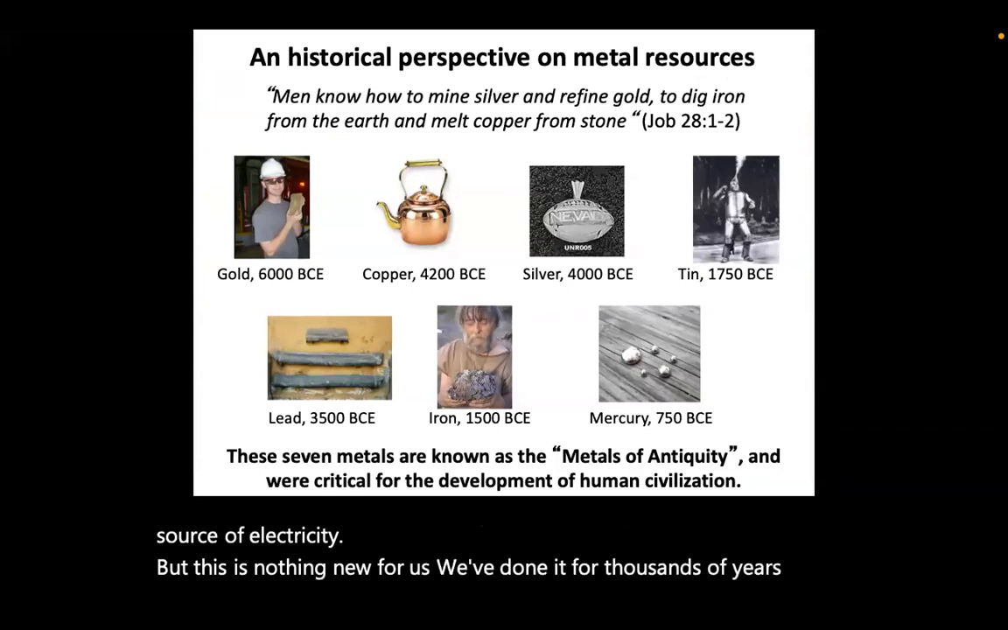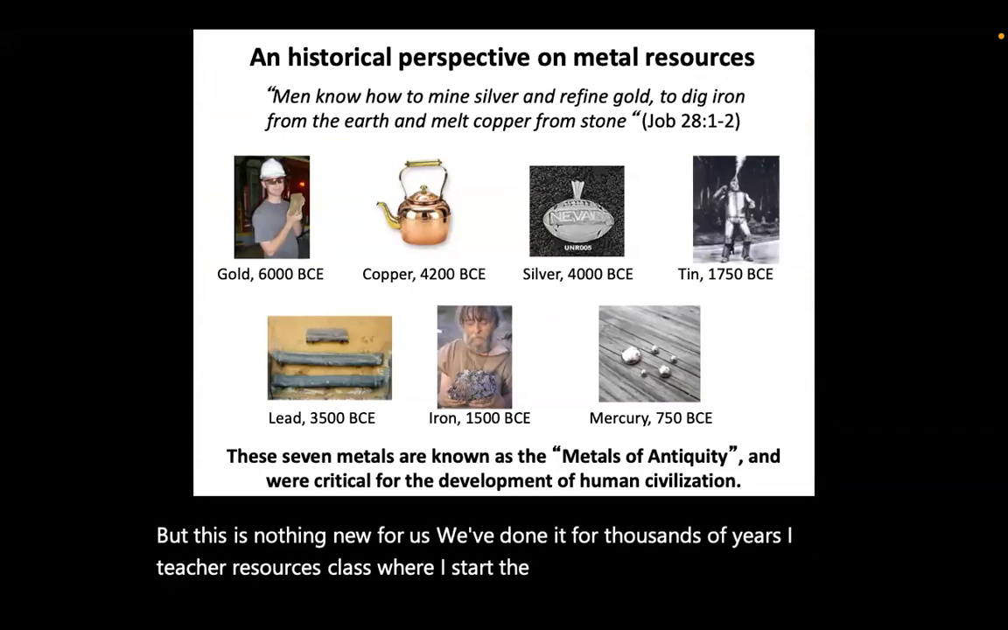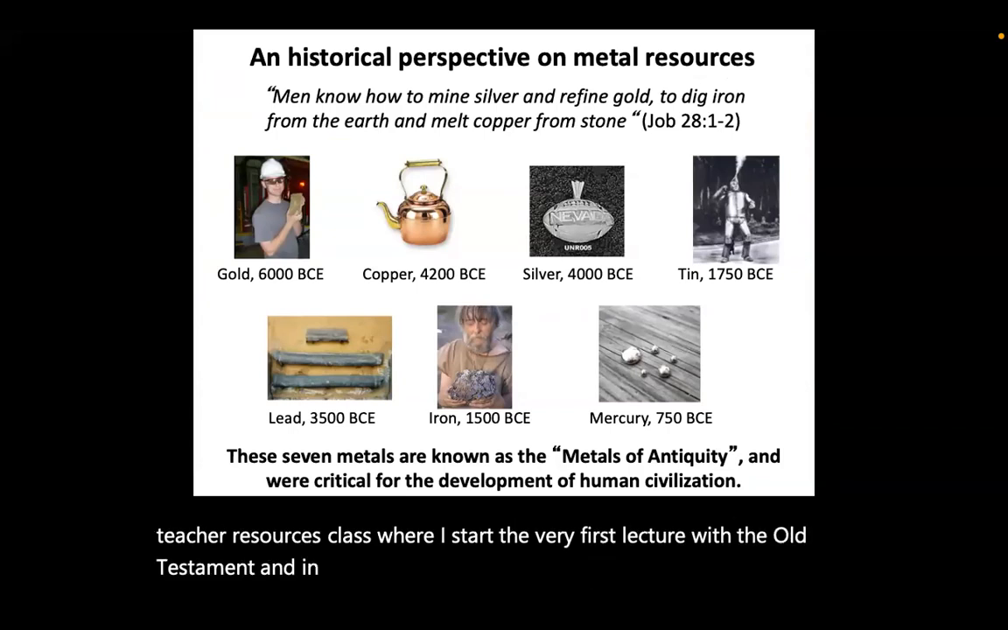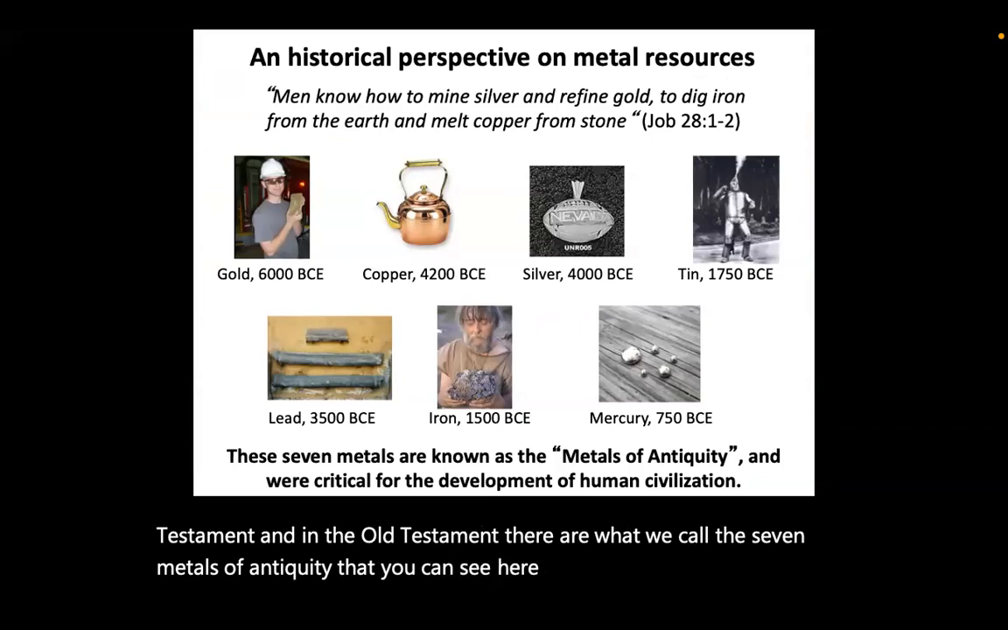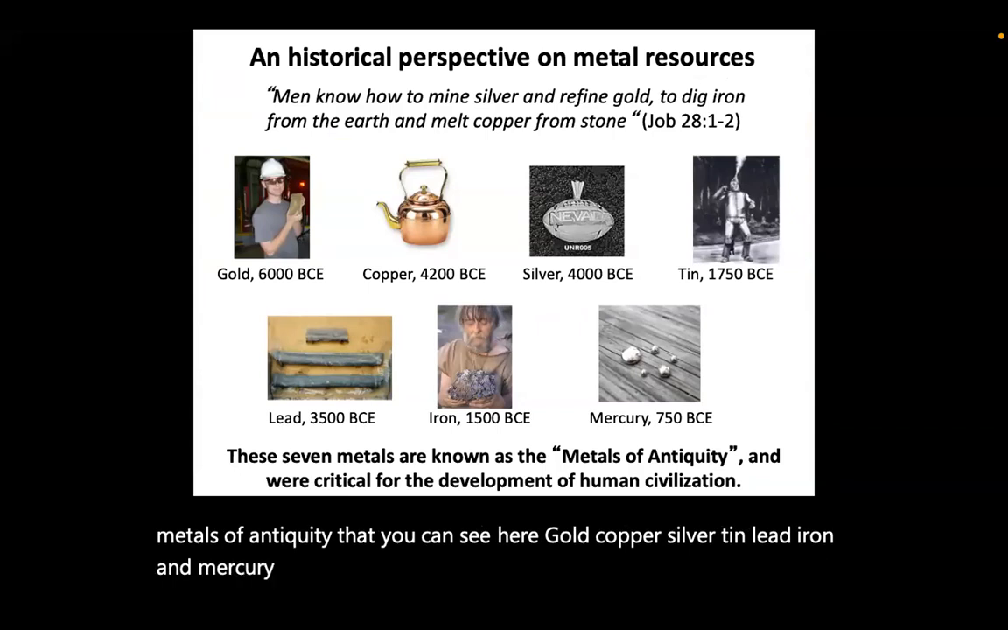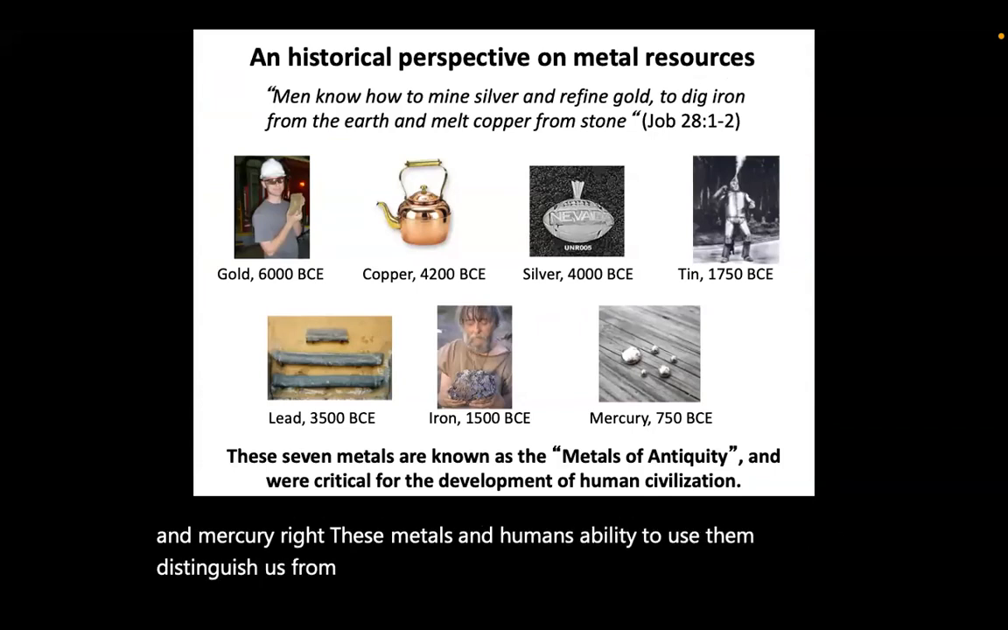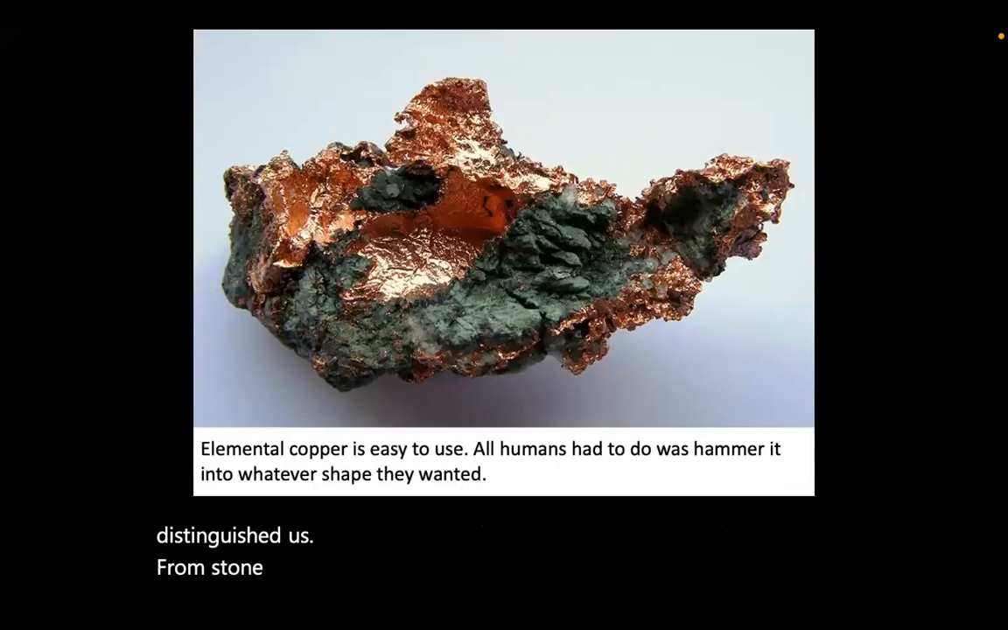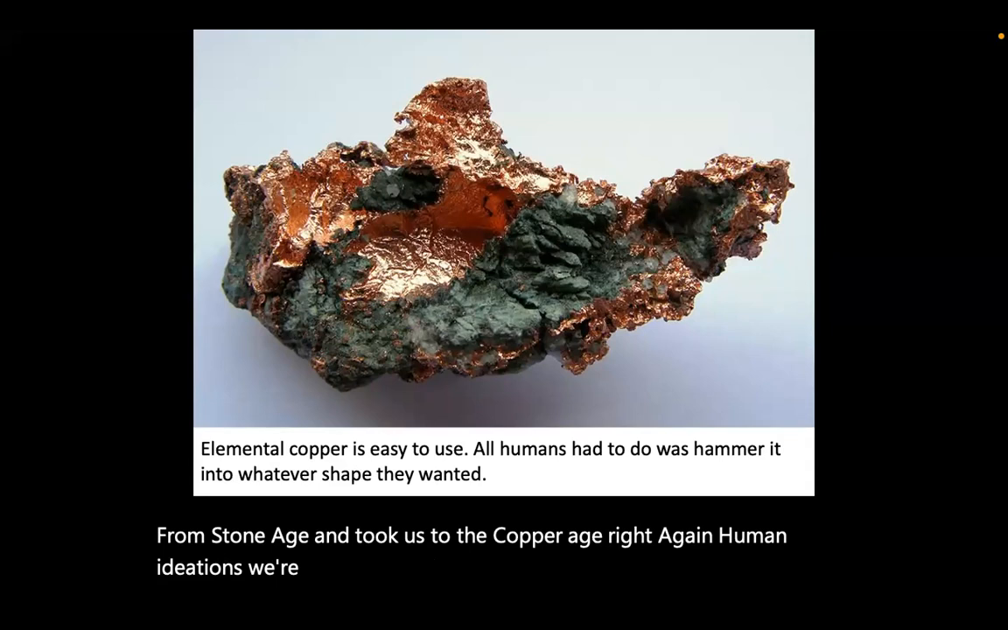I teach a resources class where I start the very first lecture with the Old Testament. And in the Old Testament, there are what we call the seven metals of antiquity that you can see here: gold, copper, silver, tin, lead, iron, and mercury, right? These metals and humans' ability to use them distinguish us from the animal kingdom. Our use of these metals distinguished us from the Stone Age and took us to the Copper Age, right? Again, human ideation. We're smart most of the time.